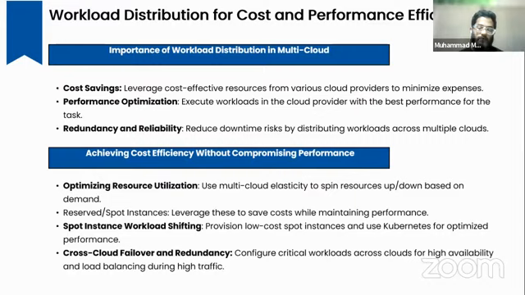Optimizing resource utilization, using multi-cloud elasticity to spin resources up and down based on demand. We can use reserved and spot instances, leveraging these to save cost while maintaining performance. Spot instance workload shifting provides low cost spot instances, and we use Kubernetes to optimize performance. Cross-cloud failover and redundancy: configure critical workloads across clouds for high availability and load balancing during high traffic.